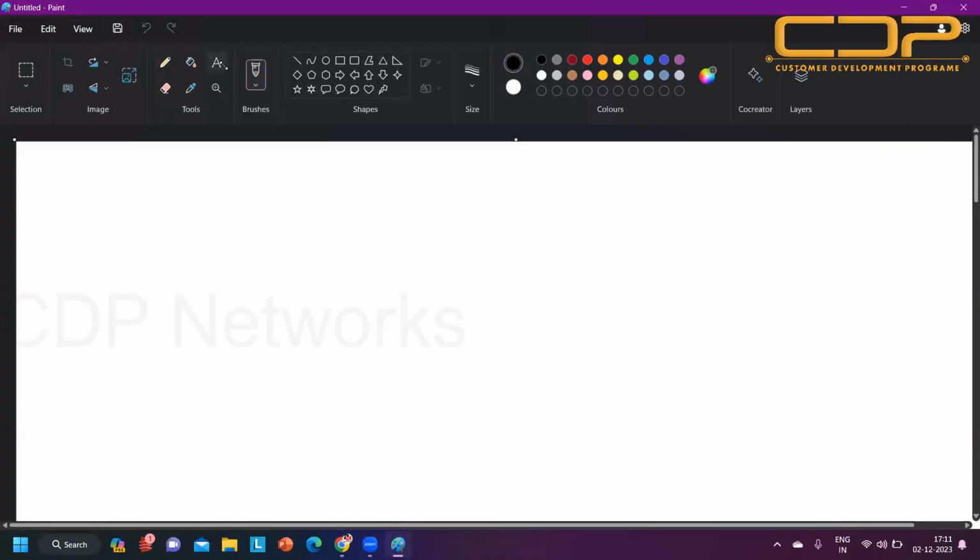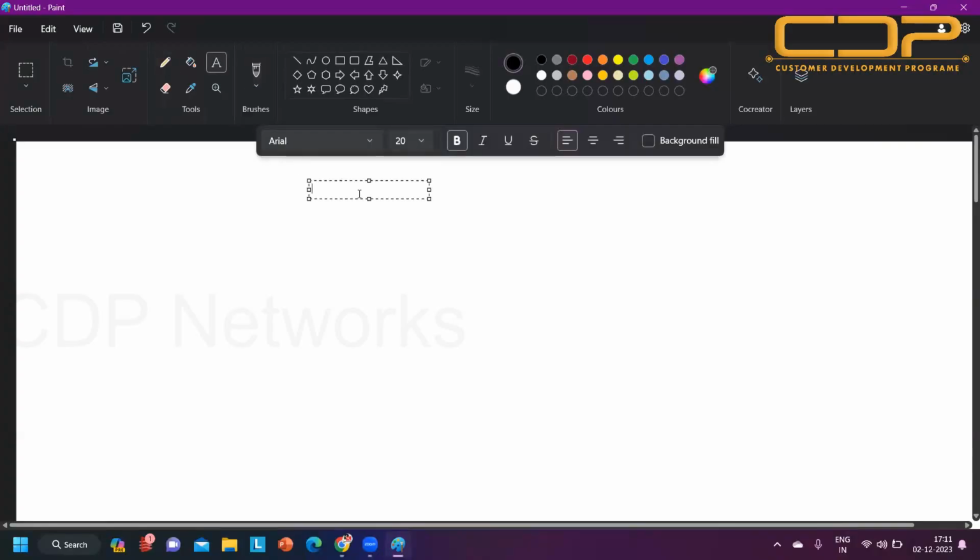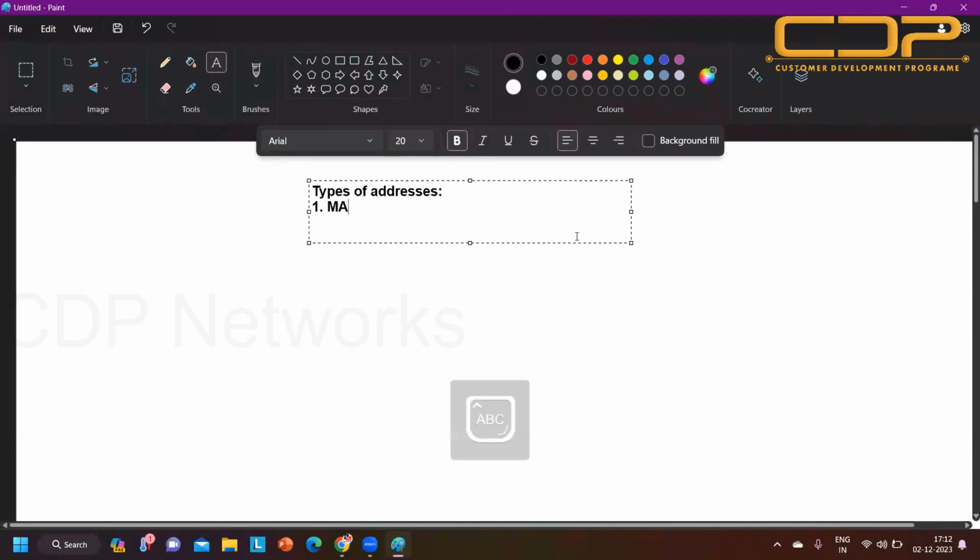Now I am sharing my screen. Topic is types of addresses. So we have two types of address. First one is MAC address. MAC address also known as by physical address, hardware address.